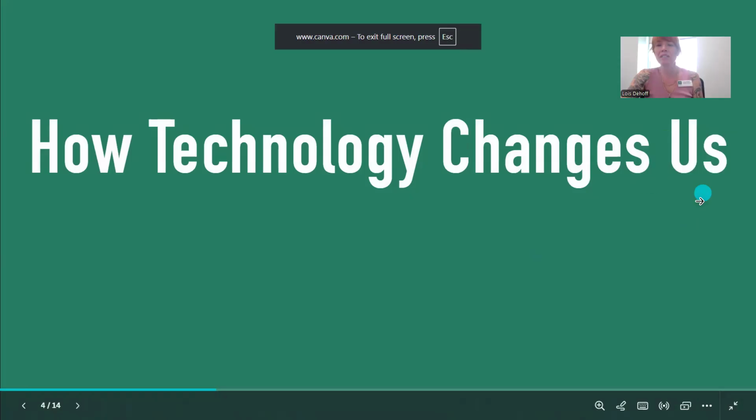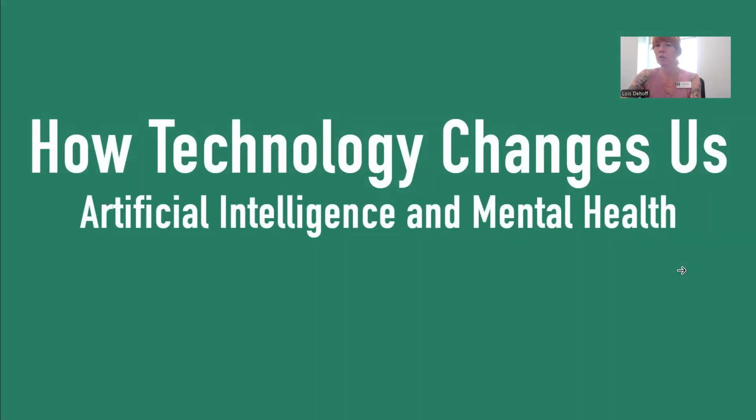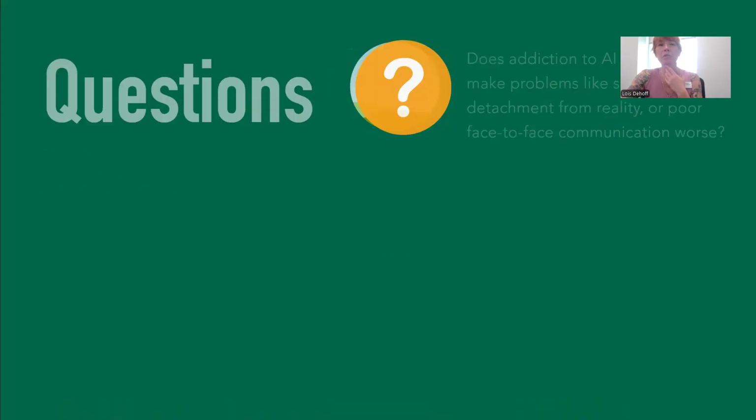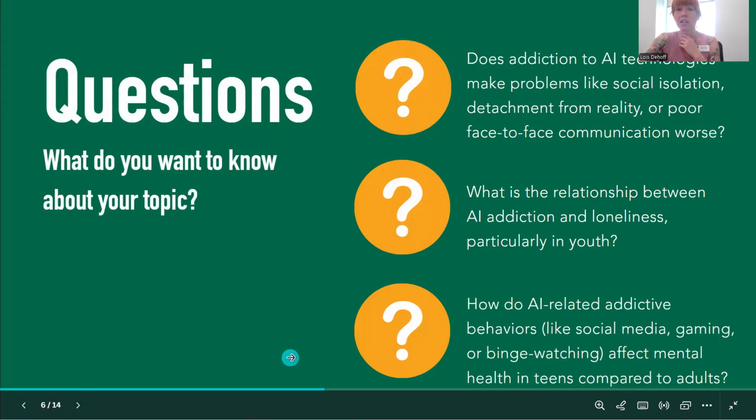So once you have decided on your topic, a lot of times your teacher will say, we're all writing a paper that deals with this issue, such as technology, and how technology changes us. Your next step is to make that smaller. Take this big topic and make it smaller. So I have decided that I'm going to look at artificial intelligence and mental health. And after I've decided what part of this big topic I want to know more about, the next thing I'm going to do is start asking it questions.